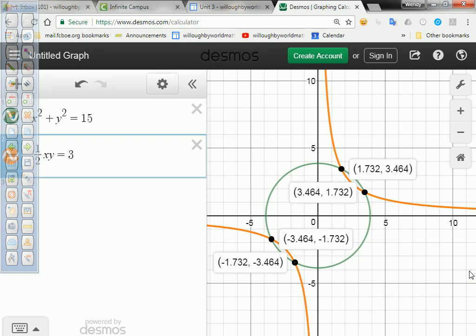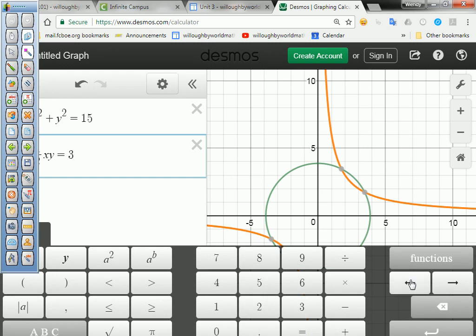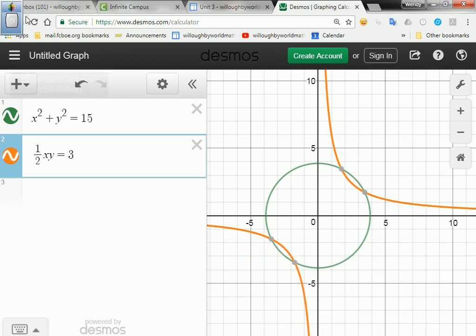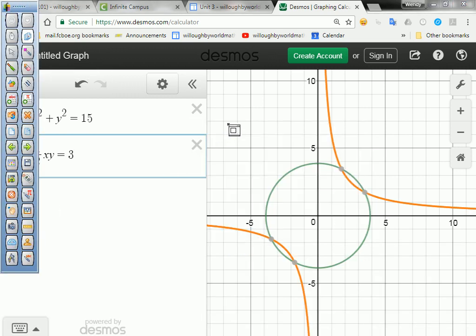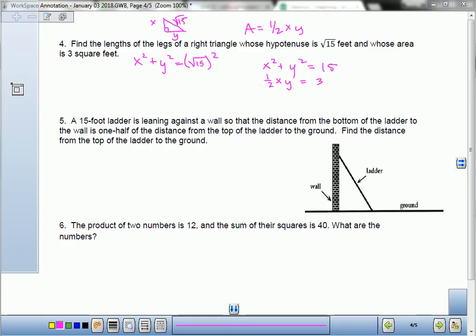All right, so let's take that and be thankful for our technology because that made that problem a lot easier. Wait, Miss Willoughby, how do you know which one's extraneous? How do you know it's extraneous?